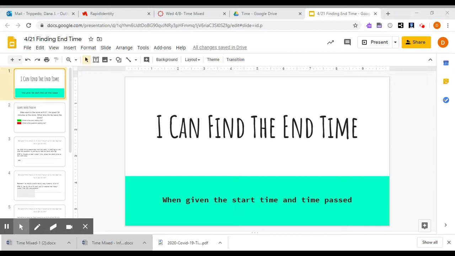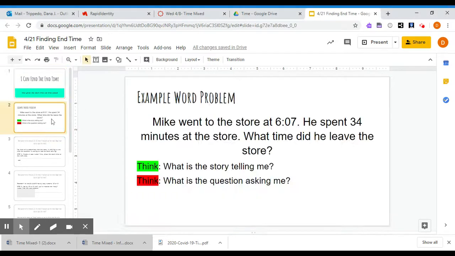If you remember from last week or 2 weeks ago, we worked on finding the start time, so we were working backwards. Now we're going to be working forwards, which should be much easier. So if you look here, we're going to go through the same steps. We're going to get our word problem and think to ourselves, what is the story telling me and what is the question asking me? What are we looking to find in the end?